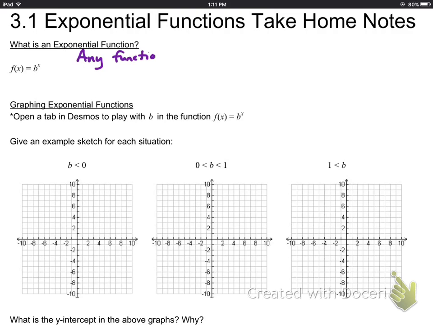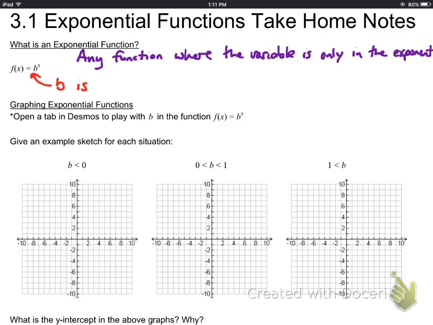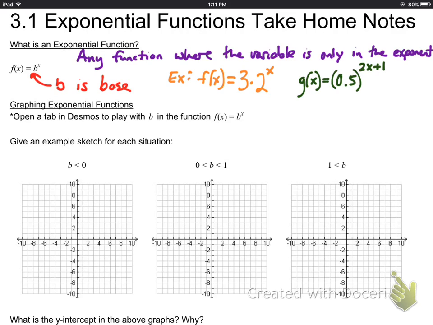So first of all, an exponential function is any function where the variable, the x, is in the exponent and only in the exponent. So you have your generic b to the x here. B, we call that the base. And here are a few examples. You could have 3 times 2 to the x. See how the x is in the exponent, or you could even have something to the 2x plus 1 power. The x is still in the exponent, and you might even recognize how we could start moving those around and graph those. But that's what we're going to learn today.